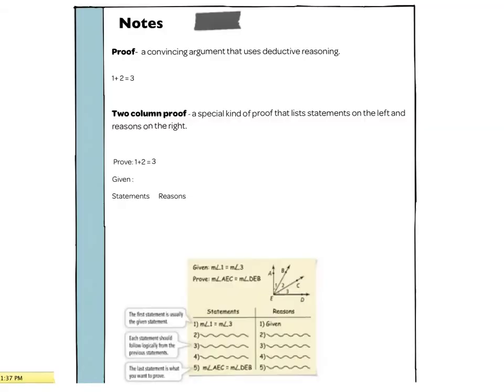These problems have been leading us up to start what we call proofs. So here we have 2 definitions. First one is going to be a proof. A proof is a convincing argument that uses deductive reasoning. So let's start with our first proof. 1 plus 2 equals 3. Well, how do you prove that?